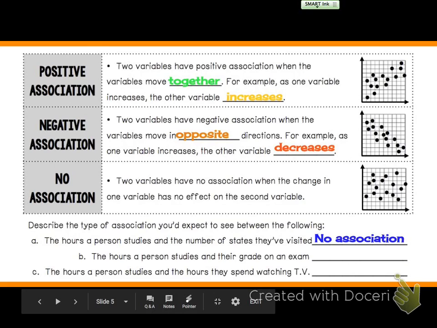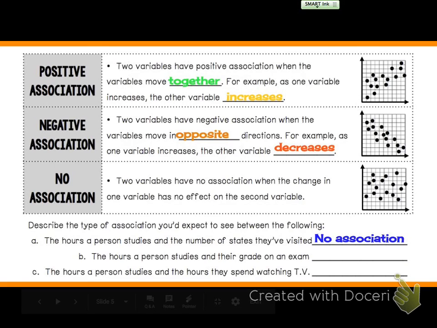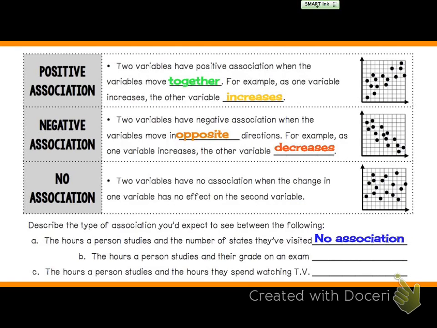Because the number of hours Monnier studies has no bearing on the number of states she's seen, does it? If you spend 5 hours studying, does that mean that you've seen 5 or 6 states? No. You can spend 0 hours studying and have gone through all 50 states.